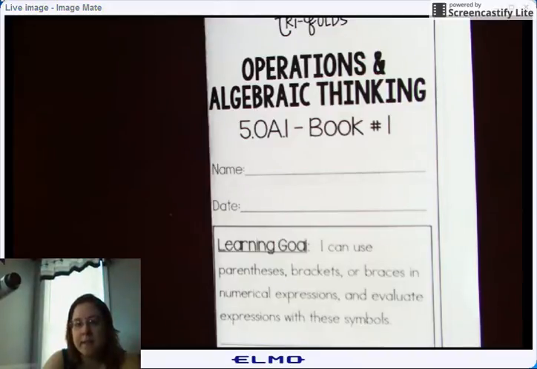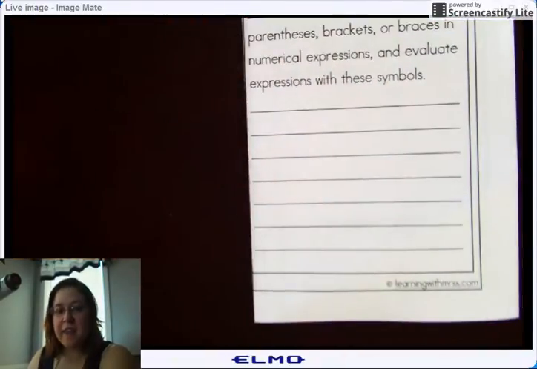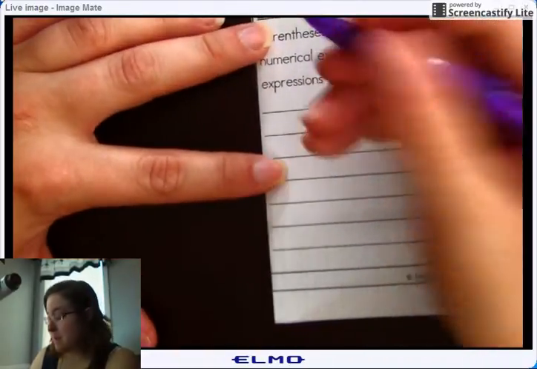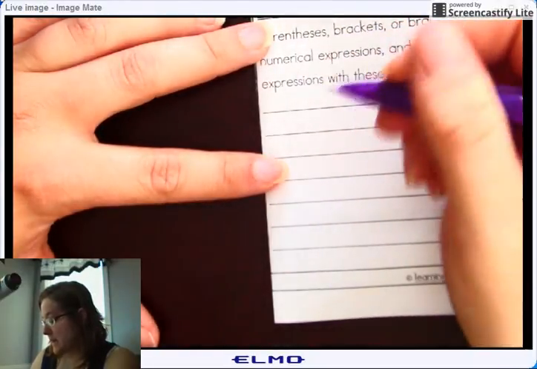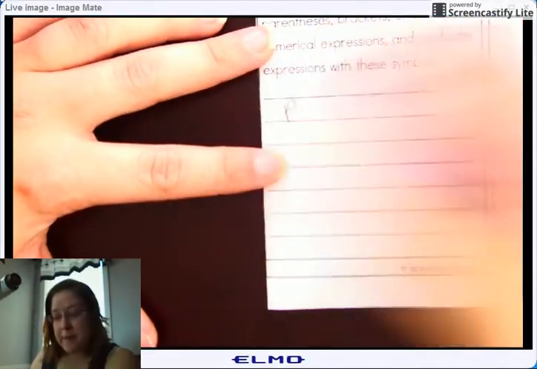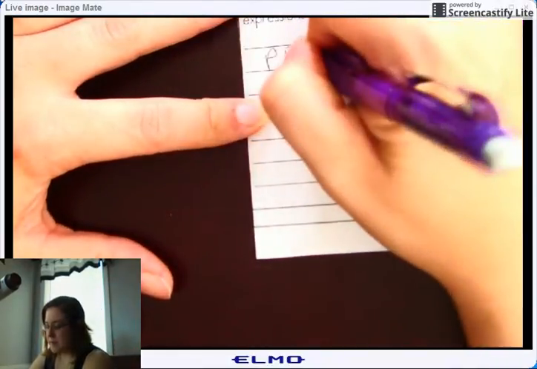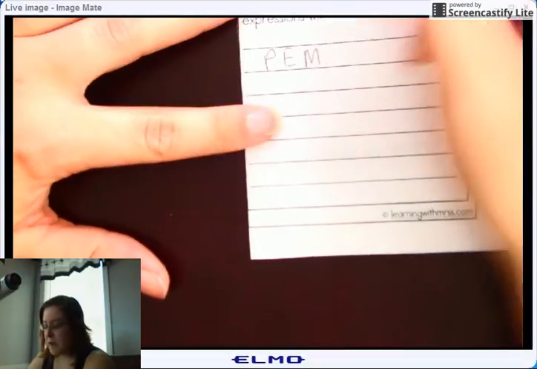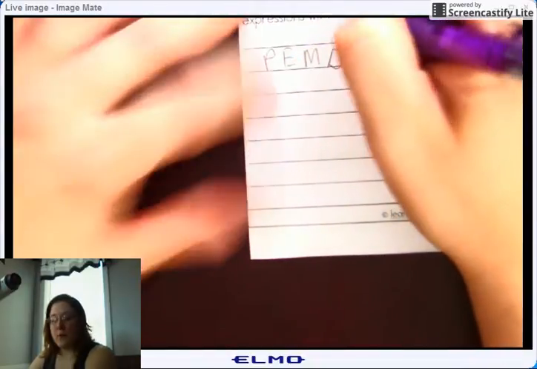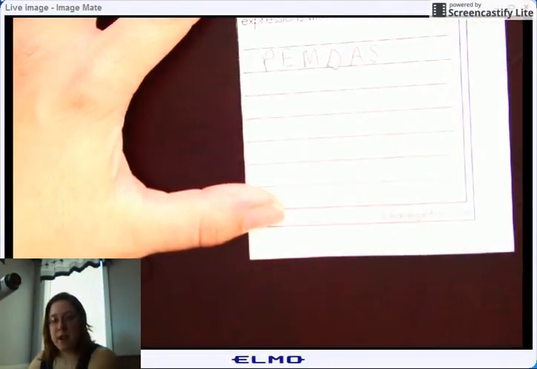Okay, guys, this is 5.OA.1, which is for us order of operations. See down here on the bottom of my paper, I'm going to write the one thing that goes. And we talk about PEMDAS, and I know you probably have talked about PEMDAS in fourth grade, and so you should know that the P stands for parentheses, the E stands for exponents, the M stands for multiplication, the D stands for division, the A stands for addition, and the S stands for subtraction.